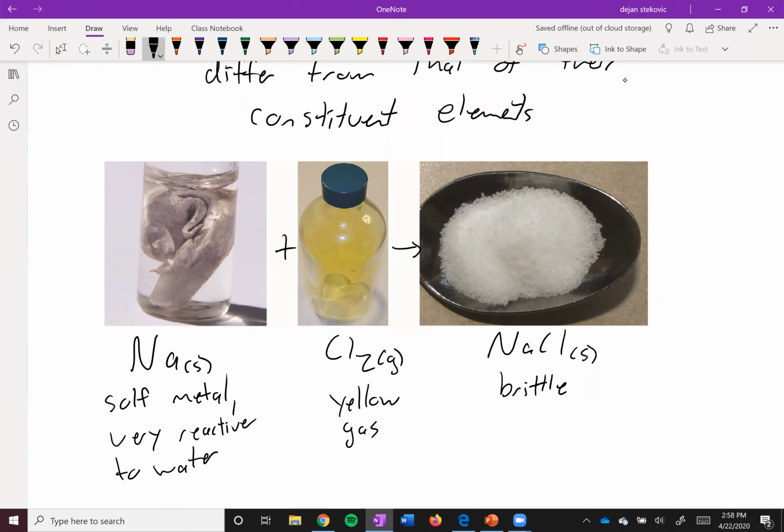That's why it comes in little tiny crystals. It's a solid, obviously, and it's very unreactive, right? If you put it in water, it doesn't blow up. It doesn't light on fire like sodium would. So you can see that the properties of an ionic compound greatly differ from the properties of their constituent atoms.